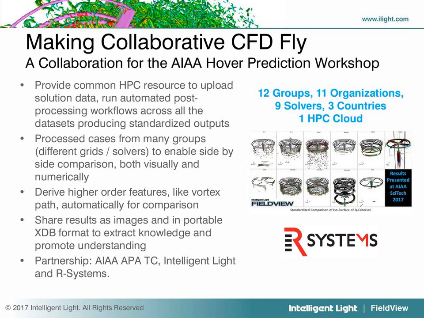To sum up what we did here with the collaboration with the AIAA Hover Prediction Workshop, it was important that we provided a common HPC resource so that the participants could upload their solution data, run an automated post-processing workflow, and produce standardized outputs. Many cases were processed from many different groups with different grids, different solvers, but that enabled side-by-side comparison. We also delivered the higher order features like the vortex path. This was done automatically, also for comparison. And in the end, we were able to share images, but also data in the portable XDB format so that people could extract knowledge and further their understanding.